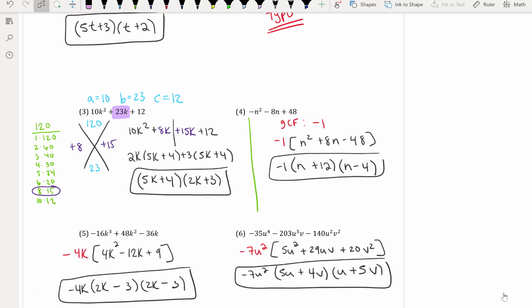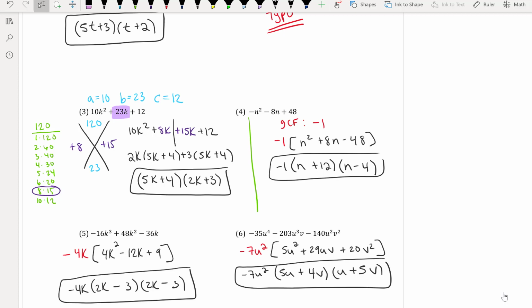For number 3, I did the AC method. So 120 I got by A times C, so 10 times 12 gave me 120. So there were a lot of factors of 120, but I just made sure that I was methodical. So I went with 1, 2, 3, 4, and it worked all the way up to 10. So I saw that 8 and 15 add together to give me 23. So then from there, I made sure that I wrote that trinomial, 3-term polynomial, into a 4-term polynomial, and then I factored by grouping, and I got my final answer.